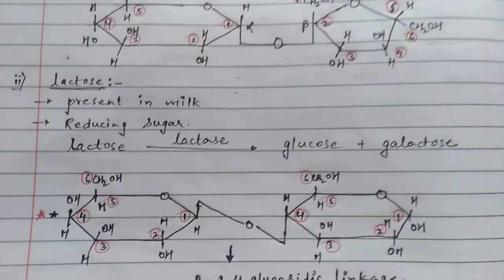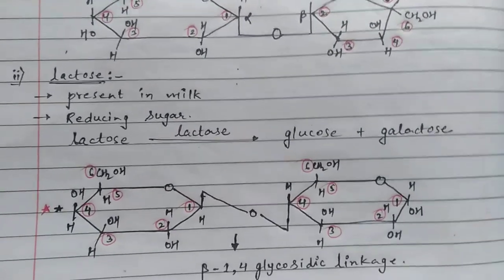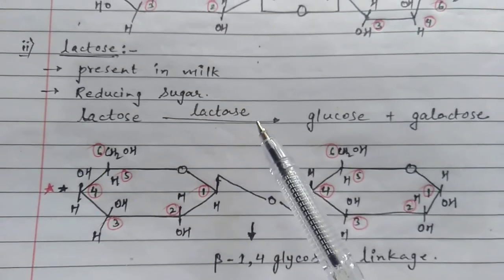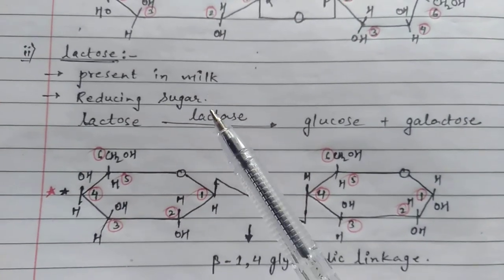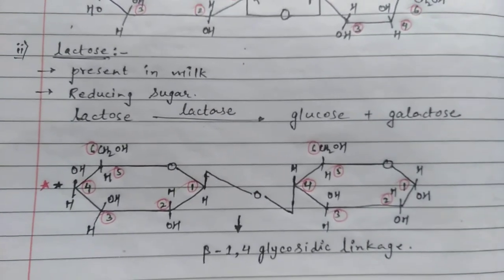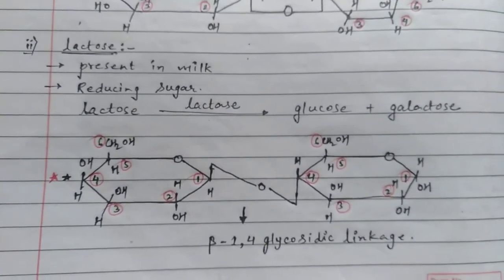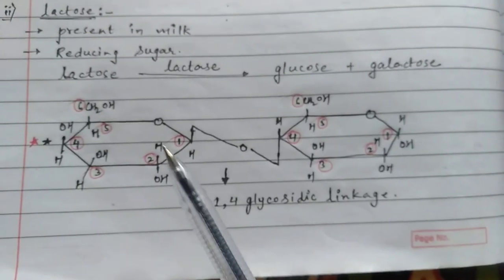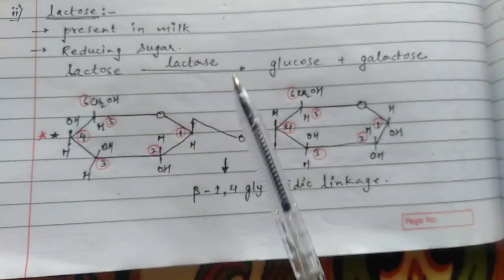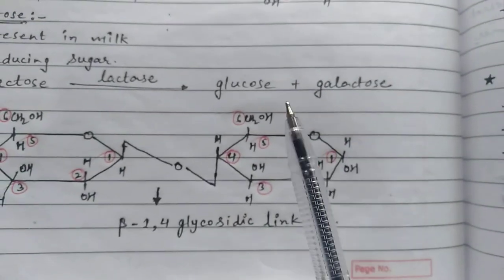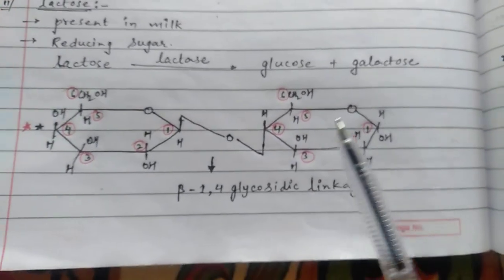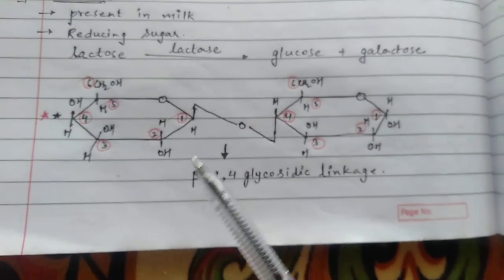Then, students, we will discuss the next disaccharide. This is lactose, and lactose is present in milk, and this is a reducing sugar. And why is it reducing? Because it can reduce Tollens reagent and Fehling reagent. Then, students, you can see here on the screen that lactose, in the presence of the lactase enzyme, can convert into glucose and galactose. And this is the structure of lactose.